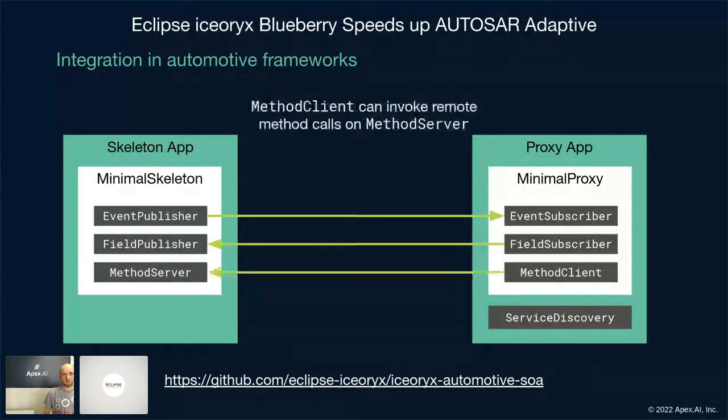And the method client can invoke the remote method call. And this can be done with many, many different methods. So it's always one server with many, many different method clients. And the cool thing about this, the whole API is zero copy. So basically, Eclipse iceoryx is ready to speed up your AUTOSAR Adaptive binding. If you want to check out the full example, you can find it in the link below.